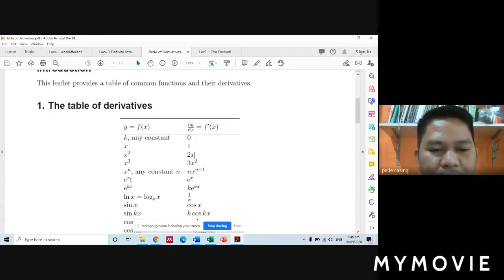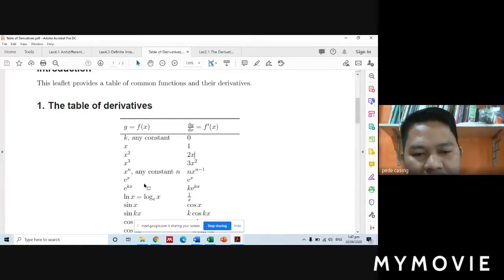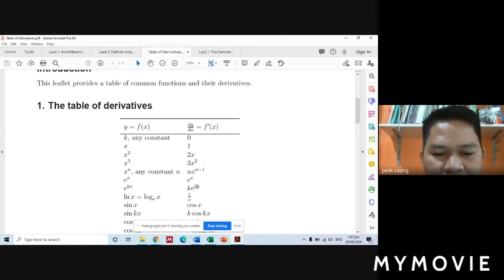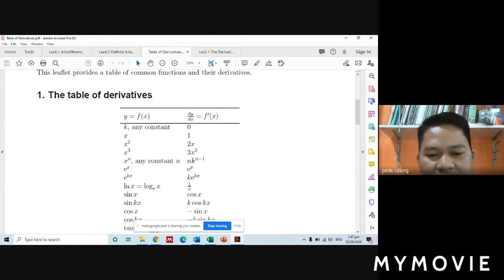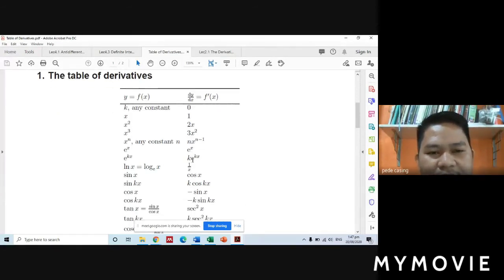For e to the power of x, this is the natural e to the x. The derivative is the same, e to the power of x. Okay, so for e raised to the power of kx, k meaning any number, for example 2x or 3x, the k exponent before the x, you just move it in front of the e. So it becomes k e to the power of kx. You can take a screenshot of the derivatives or take note.